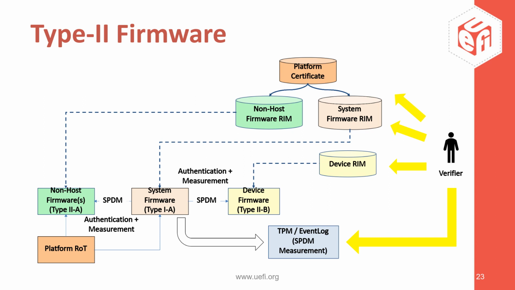Here is the final picture on what we can do for Type 2 firmware. At the platform initialization, the platform root of trust may validate non-host firmware and system firmware. Later, the system firmware uses the SPDM protocol to communicate with the Type 1A non-host firmware or Type 2A non-host firmware or Type 2B device firmware to collect the measurement and record those information to PCR or event log.